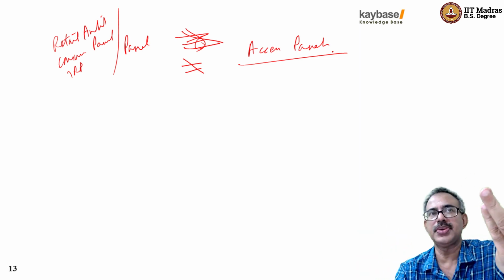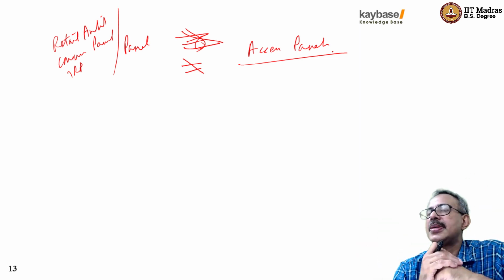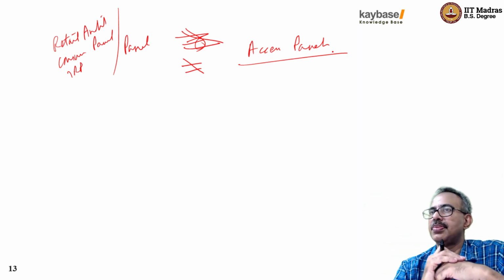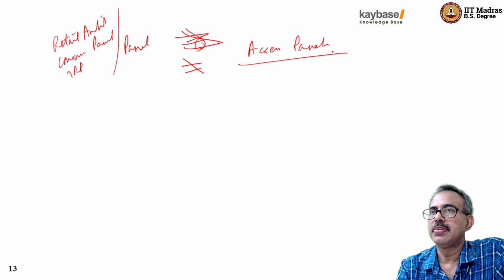That's why it's called access panels. Right? And every time I fill up a survey, you will pay me some money. There's a monitoring. It's called incentive.